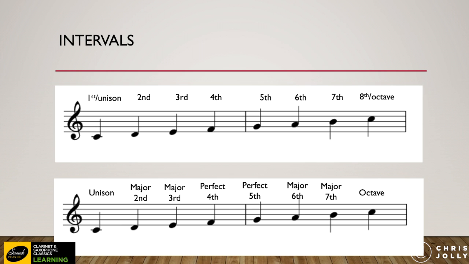The fourth and fifth degrees of the scale are a little bit different. I'm not going to go into too much detail about this, but you should just know that we call those the perfect fourth and the perfect fifth. So these are the intervals of the C major scale.